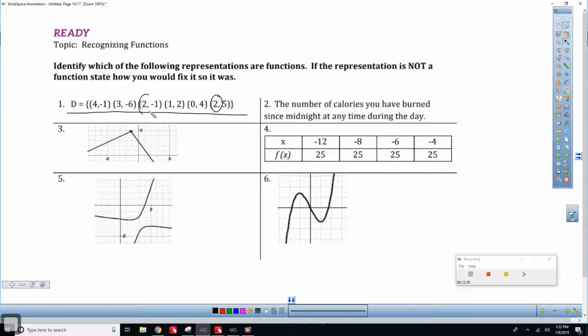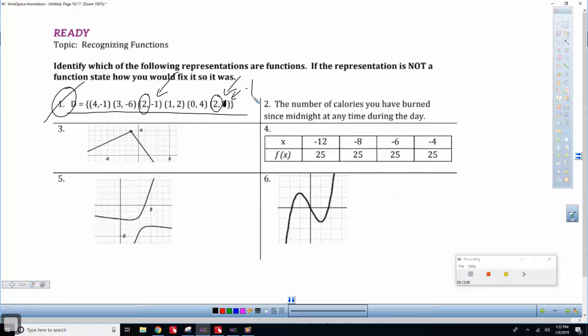There are. At this point in time, we put in a 2, and what did the machine pop out? It popped out a -1. But later on in the day, we put in a 2, and what did the machine pop out? A 5. So the machine's broken. So this is not a function. Okay? To fix it, this would have to be a -1. Okay? All right.